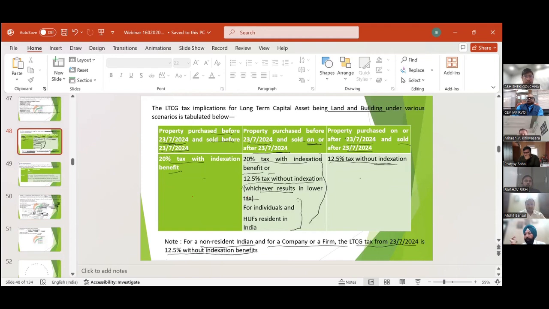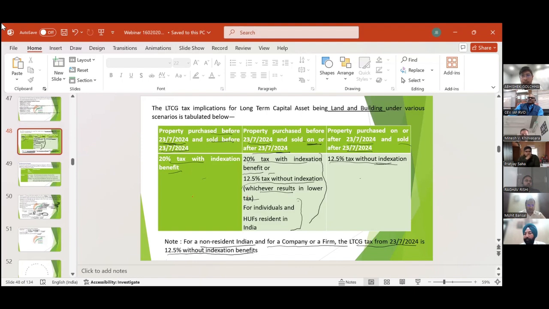Yes, Abhishek ji. Sir, I purchased a property after 23rd July 2024. We can consider stamp duty value and legal charges. Of course, if you have registered the sale deed according to the stamp duty charges, then of course you have to take that value.